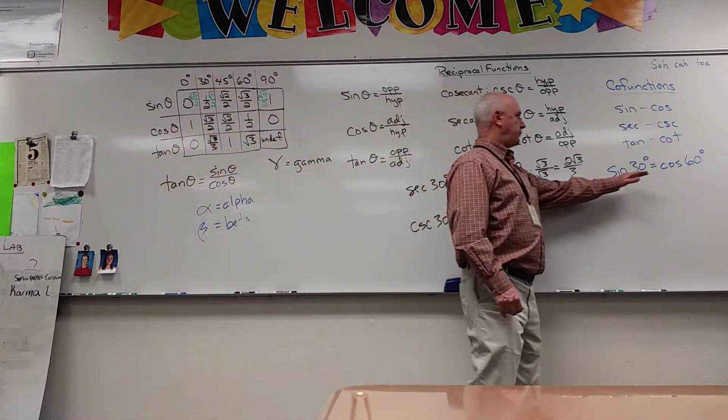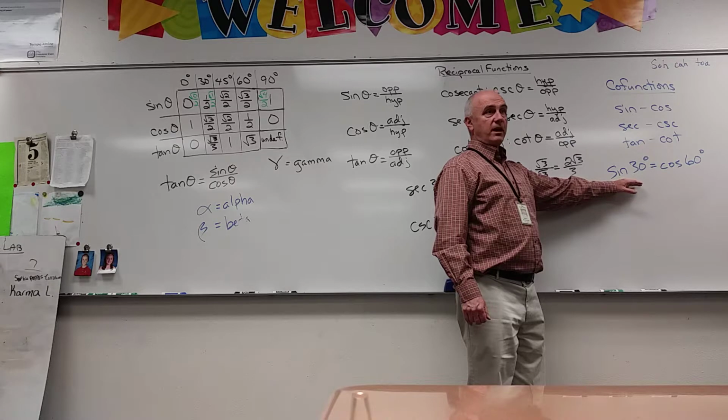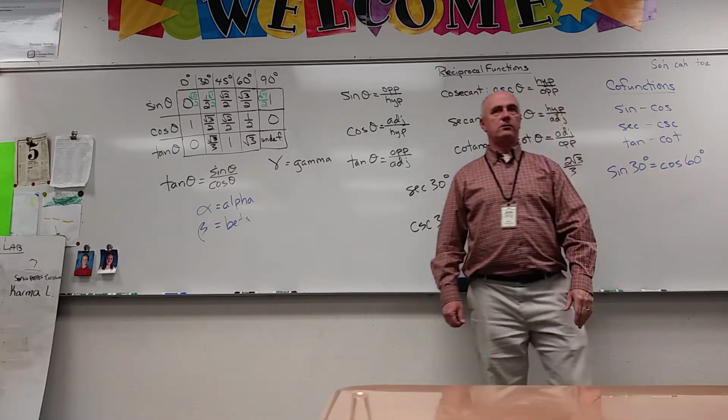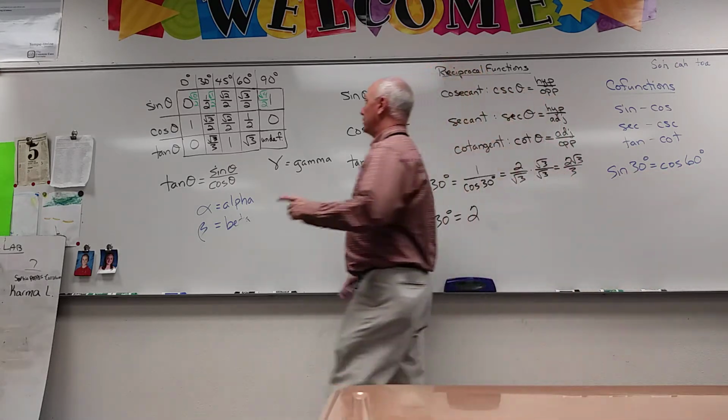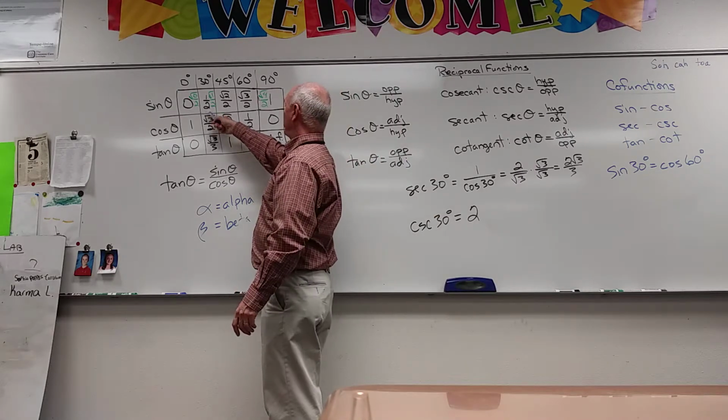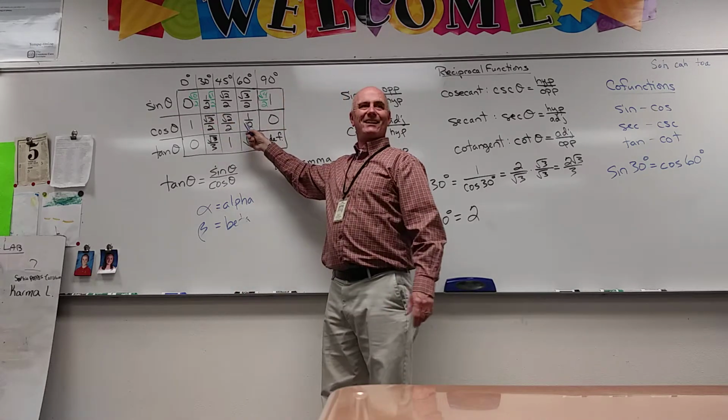So therefore, the sine of 30 degrees should be the same as the cosine of 60 degrees. Oh, wait. Sine of 30 degrees is 1/2, cosine of 60 degrees is 1/2. Hey, they are the same.